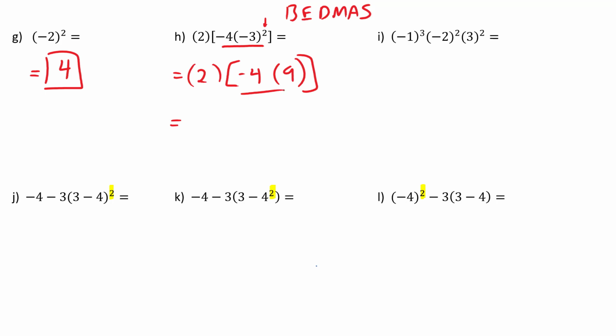Next up, we'll continue on with what's inside the brackets. You can see here we're multiplying. 2, in this case here, minus 4 times 9, minus 36. Minus 36 times 2 is minus 72, which is the answer to H.